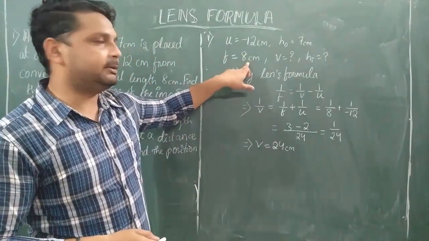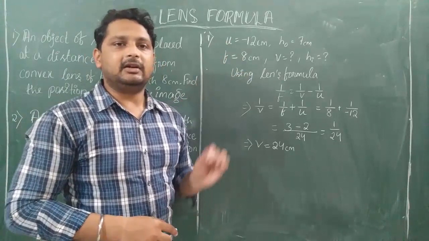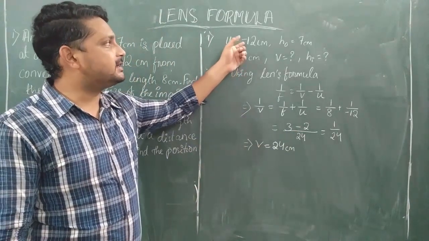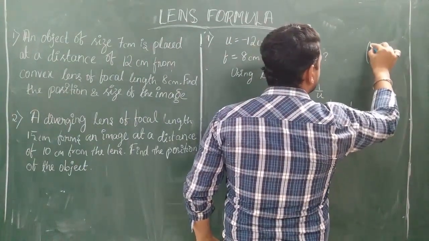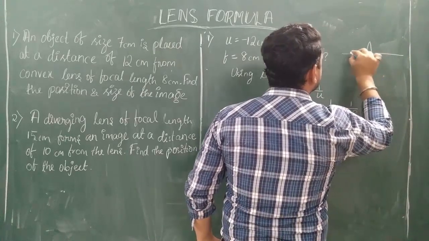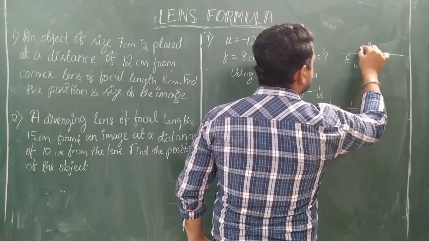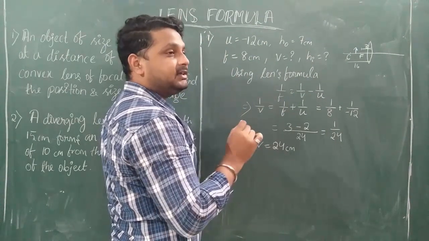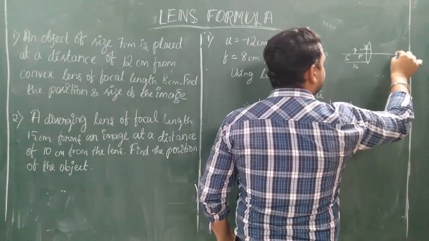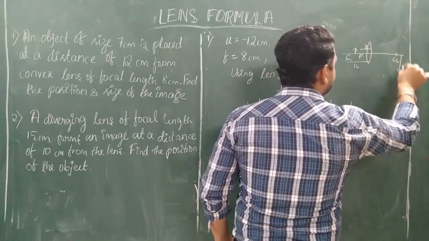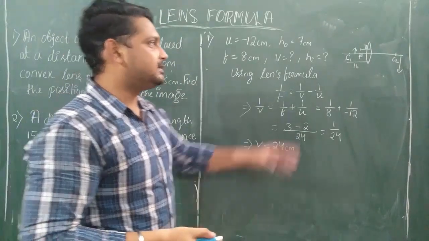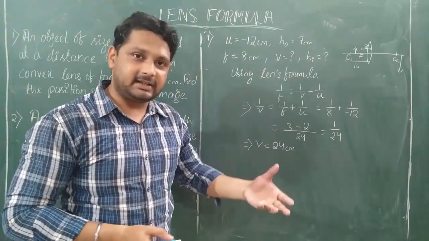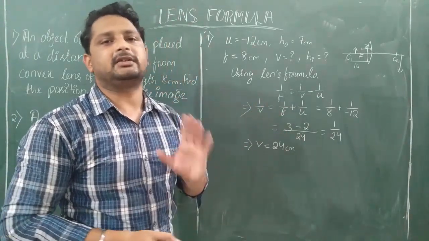Now, how to know that the calculation you have done is correct? The focal length is 8 centimeter. For a convex lens, if the focal length is 8, what will be its radius of curvature? That is 16 centimeter, right? Object distance is 12 centimeter. The distance to the center of curvature is 16, this one is 8, and the object is here, right? If the object is between the center of curvature and focus, the image is formed beyond the center of curvature. So the image distance should be greater than 16. And you have got 24, which is greater than 16. So there's a high possibility your answer is correct.